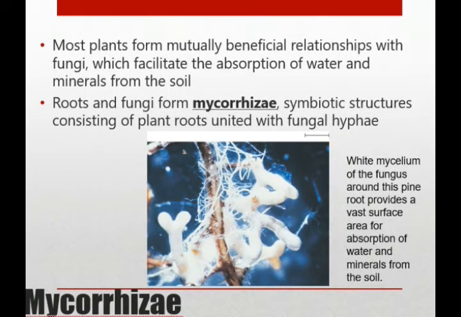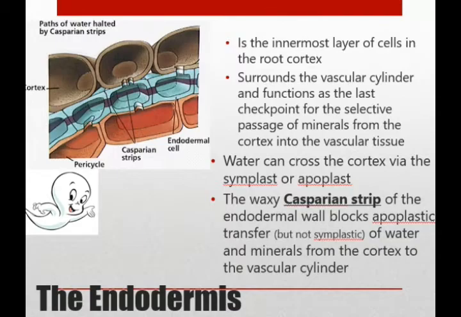Mycorrhizae. Mycorrhizae is a symbiosis between fungus and the roots. So both of them are actually two different beings working together. The white mycelium around the fungus provides a large surface area for absorption of water and minerals from the soil. The endodermis. The endodermis is the innermost layer of cells within the root cortex.